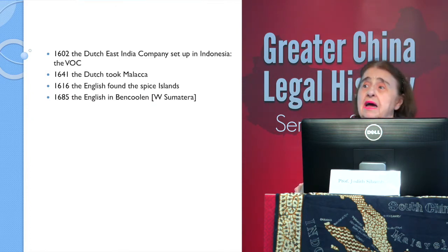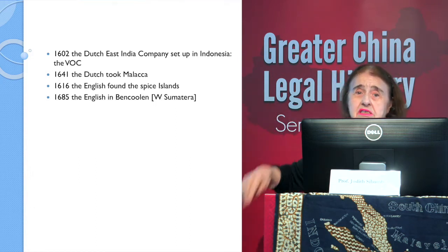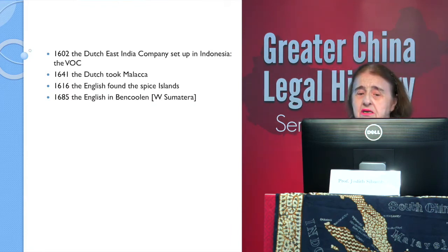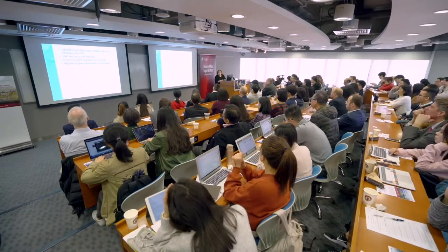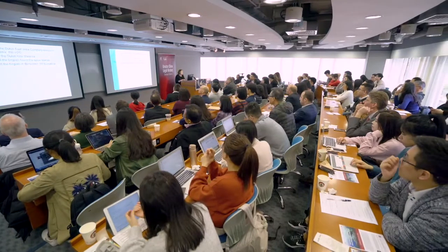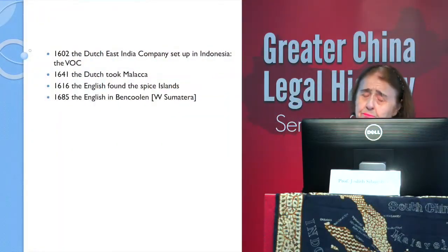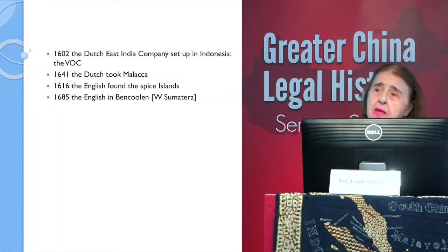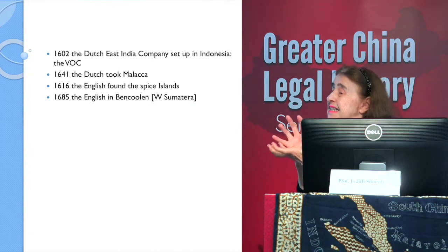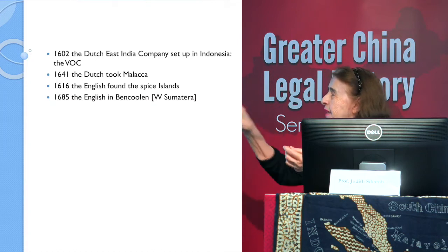They then took Malacca, 1641. So poor old Malacca has had Chinese, it's had Portuguese, it's now got the Dutch. Then 1660, the Dutch and the English are having a few barneys, few arguments. And then 1685, England took Bencoolen, West Sumatra. Now, that was wonderful for the English because later they used Bencoolen to swap, and they took Malacca.